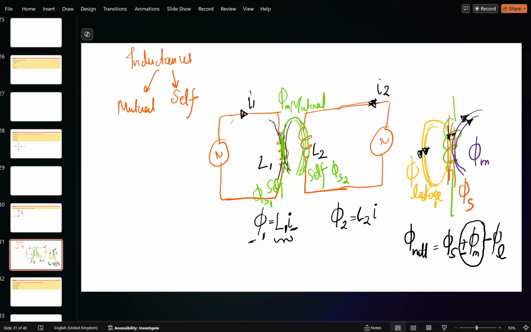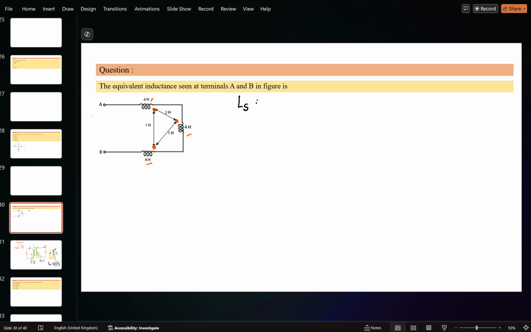So for representation of this, we use LS for the representation of the self-inductance of a circuit, and we use the LM term to represent the mutual inductance of any circuit.